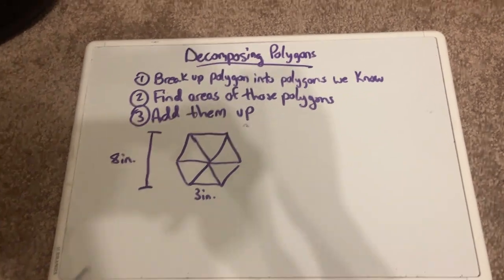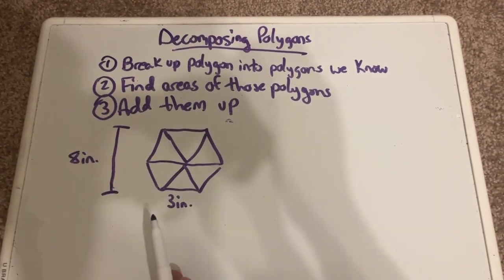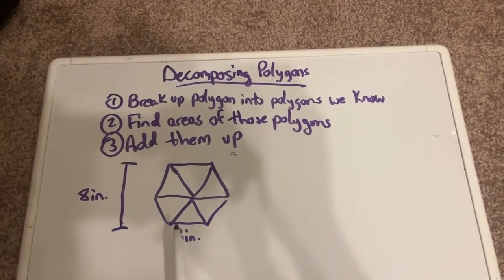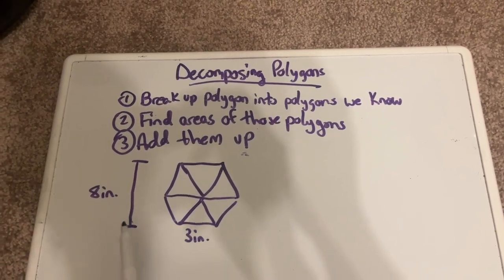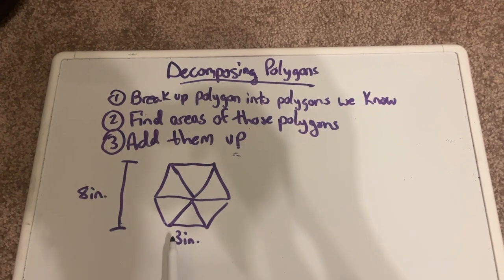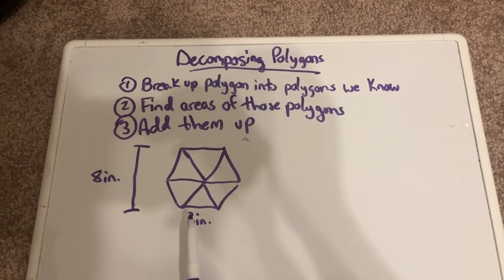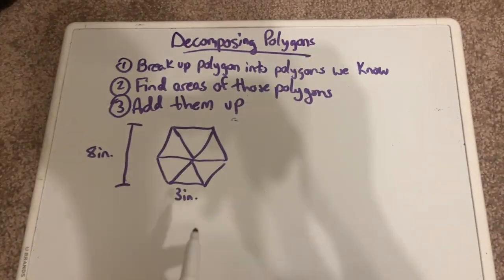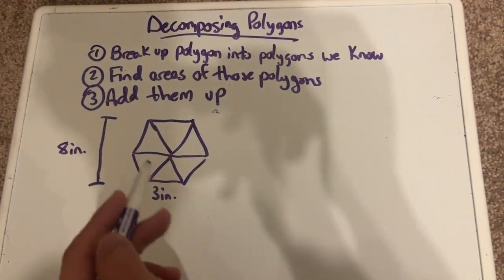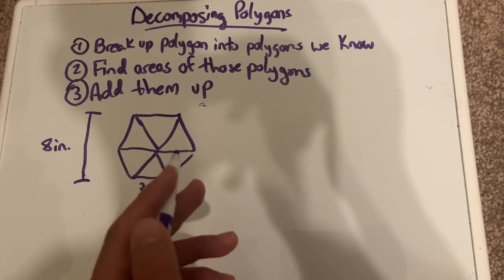So this is another example. Let's say I have a hexagon. I broke it apart into 6 triangles. We are given the height of the entire hexagon and the side length of one of the hexagon. So now let's use our formula. What do we know? We know we have 6 triangles, so I'm going to use my triangles.